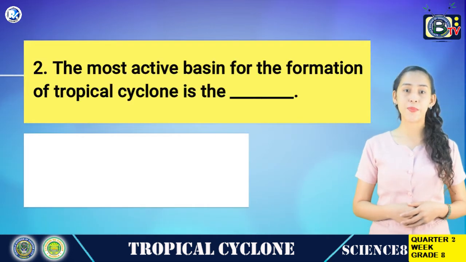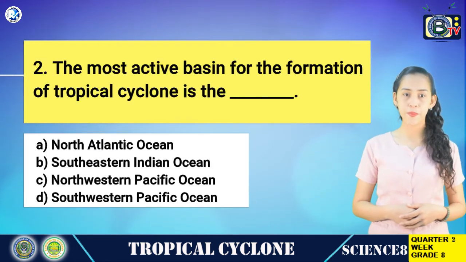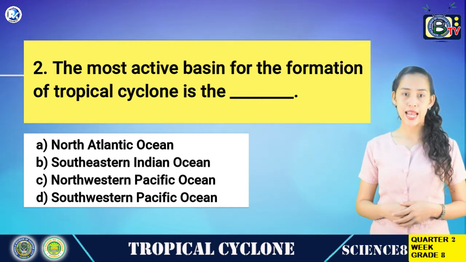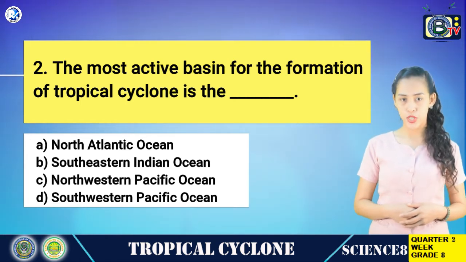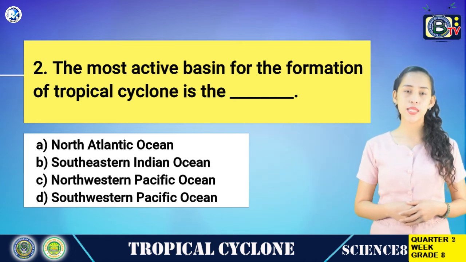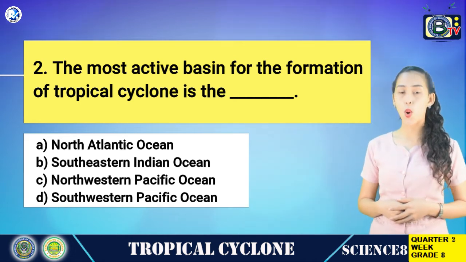Number 2. The most active basin for the formation of tropical cyclone is the A. North Atlantic Ocean, B. Southeastern Indian Ocean, C. Northwestern Pacific Ocean, D. Southwestern Pacific Ocean.